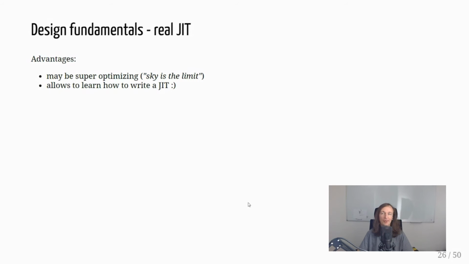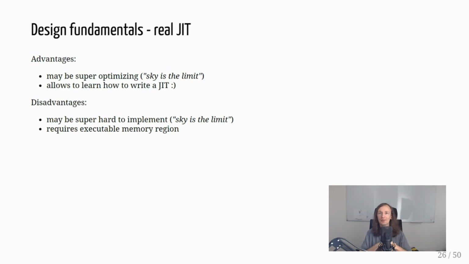Okay, so I said I will not write an interpreter because it is boring. So let's write a real JIT, or something more similar to a real JIT. We have the advantages of the real JIT, like it might be super optimizing. The sky is the limit in how you can optimize code generated by the JIT. What Microsoft is currently doing is providing very nice optimizations that are incorporated into the JIT. So the runtime is becoming more and more performant, just because the JIT inside is able to do more sophisticated optimizations. And obviously, writing a real JIT allows us to learn how to write a JIT, so it is very tempting.